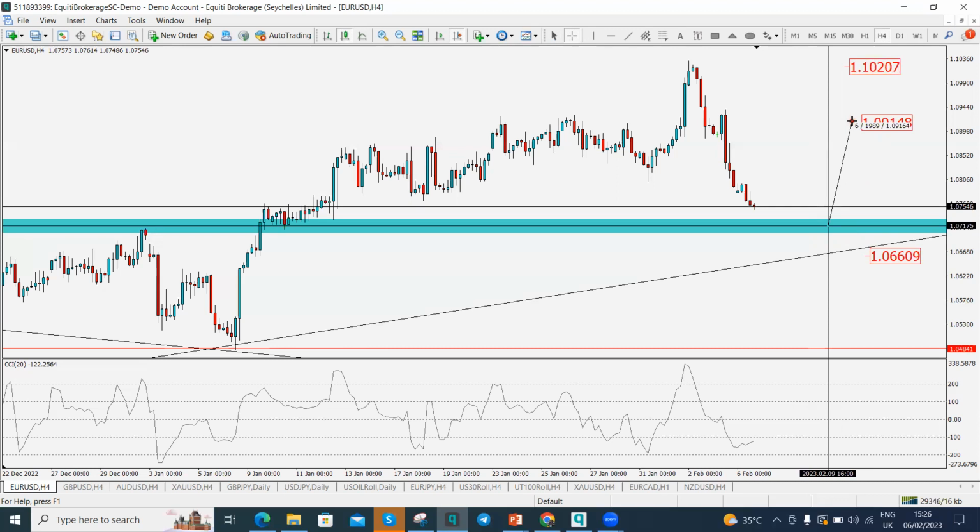That's more like 1:4. And of course, to our take profit 2, that's about over 300 pips. That's like 1:6. I mean, this is massive and awesome.